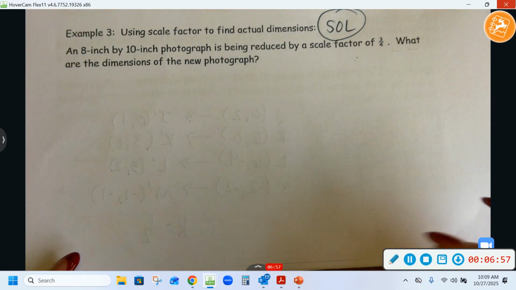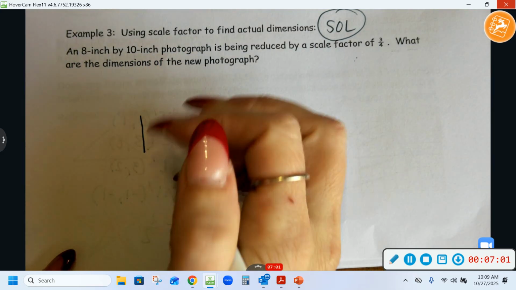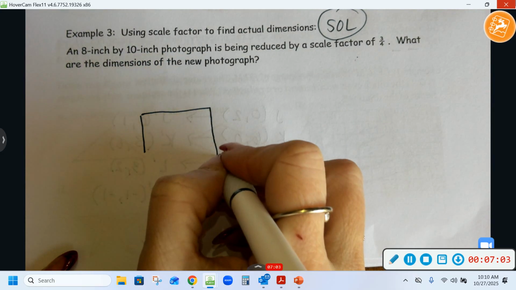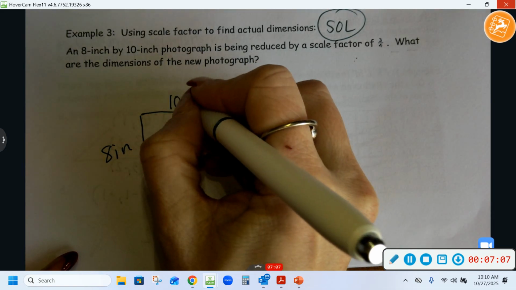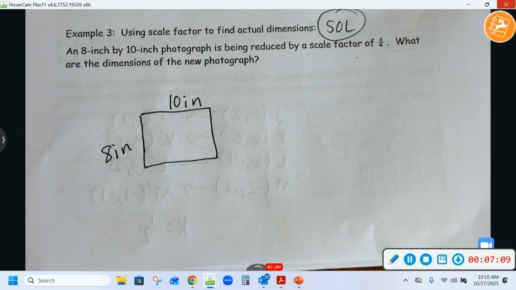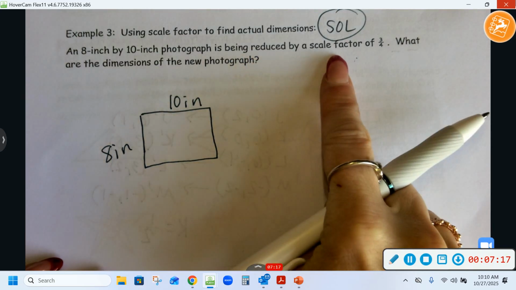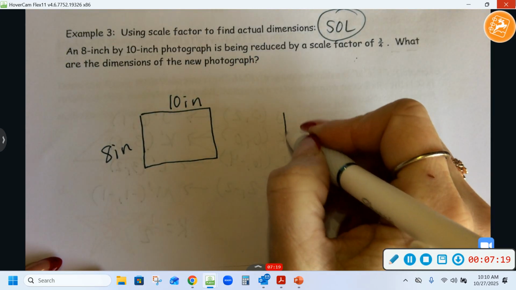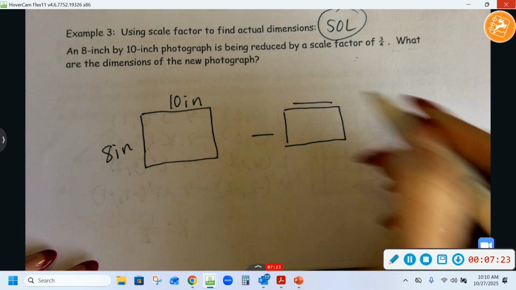Just kidding, I wish. Alright, an 8 by 10 inch photograph. So in geometry, we always draw a picture. 8 inches by 10 inches, just to help us. Even if we read it and it seems so simple, we draw a picture because sometimes we miss something. It's being reduced by a scale factor of 3/4, so we know it's going to get smaller, and they want the new dimensions.